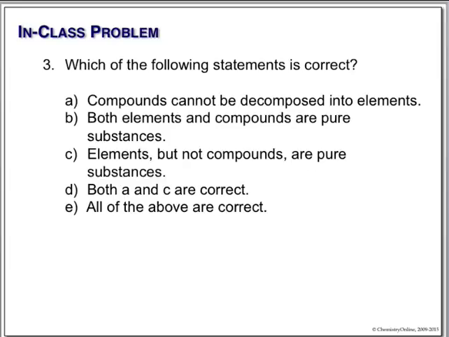Which of the following statements is or are correct? Compounds cannot be decomposed into elements. Elements and compounds are pure substances. Well, that sounds right, doesn't it? Elements, but not compounds, are pure substances. I think that's silly. And now we have to say, is A and C correct or not? Well, if we said this is silly, it's got to be B.